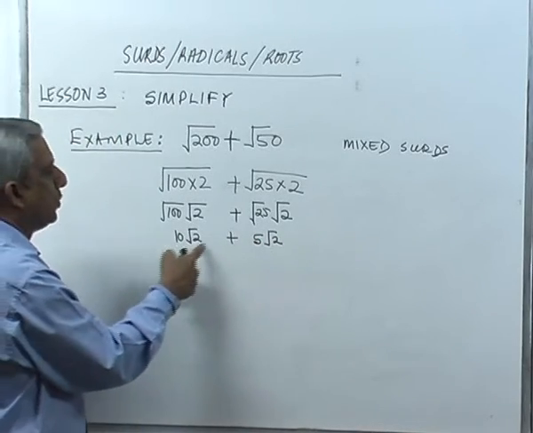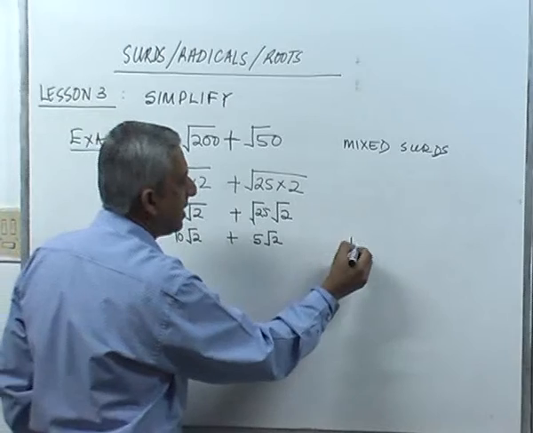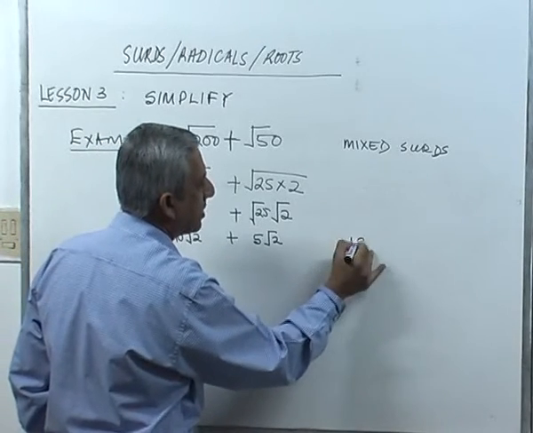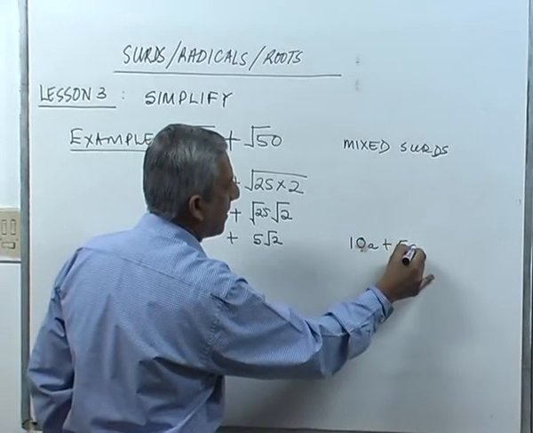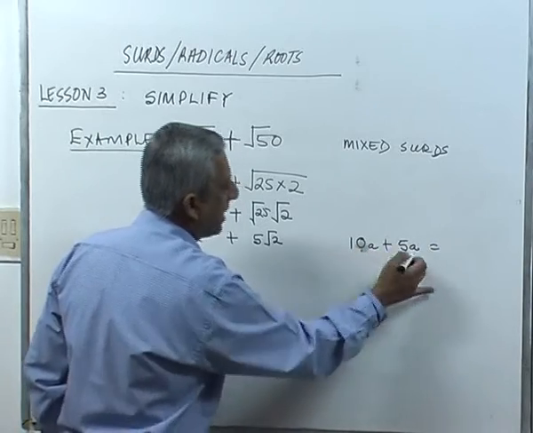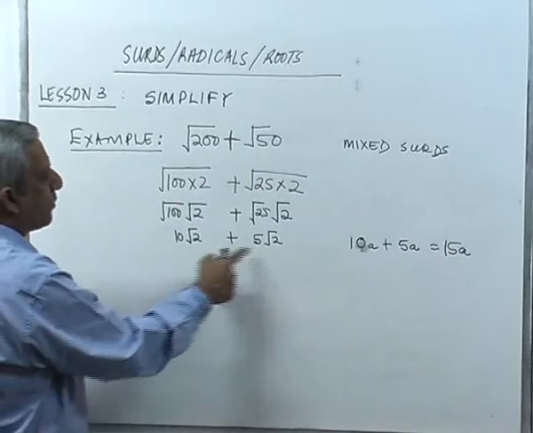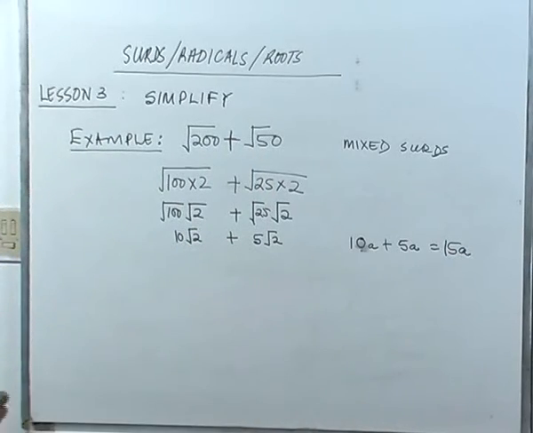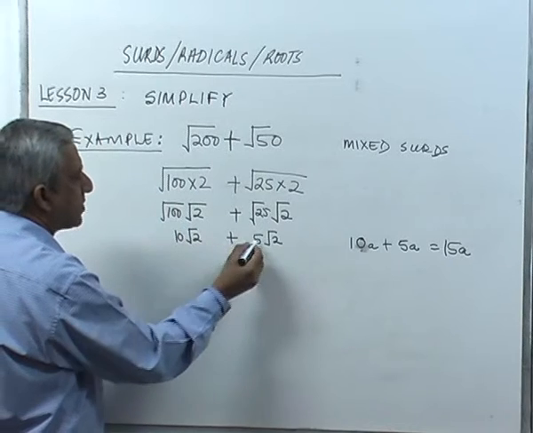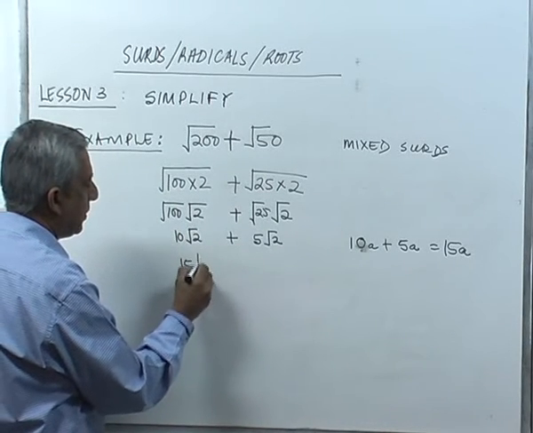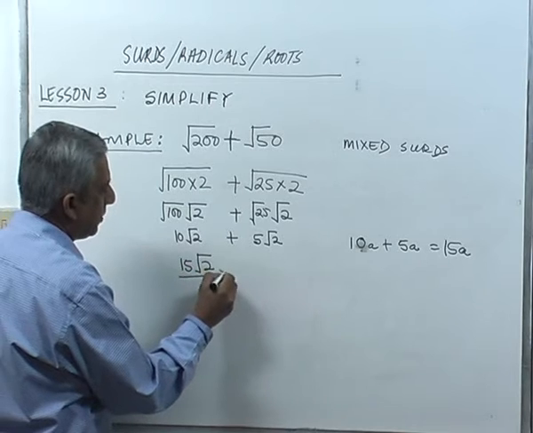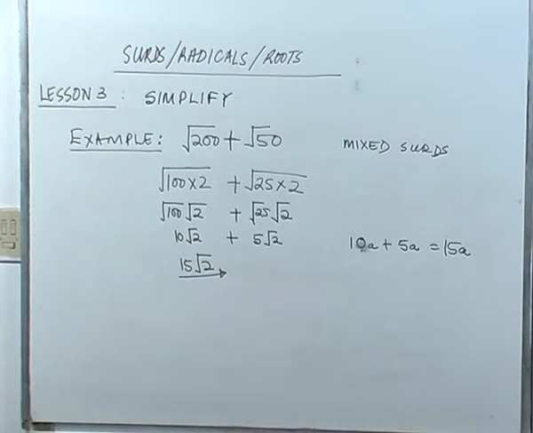Now watch carefully. You got 10 root 2 plus 5 root 2. This is just like saying you got 10a plus 5a. If you add 10a plus 5a, these are like terms and you can add them and the answer will be 15a. Then in the same way, square root of 2, square root of 2, they are like terms and you can add them up, and 10 plus 5 gives you 15 root 2. So that's what we mean by simplify. Alright, I'm going to give you a couple of seconds to have a look at that and digest it.